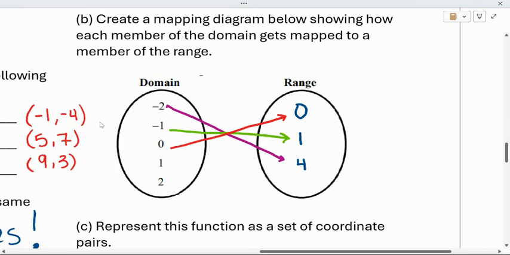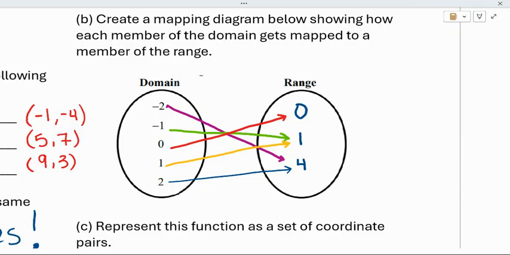When x was 1, what was my output? It was positive 1. So I have 2 arrows going to the positive 1 in the range. Okay? When my input was 2, what was my output? Positive 4. So I also have 2 arrows pointing to the number 4.